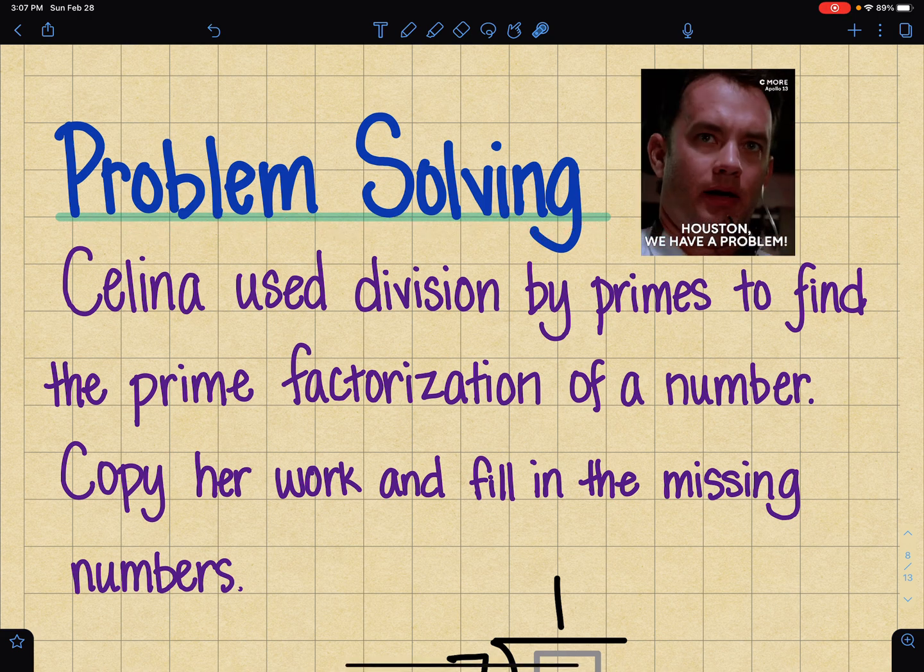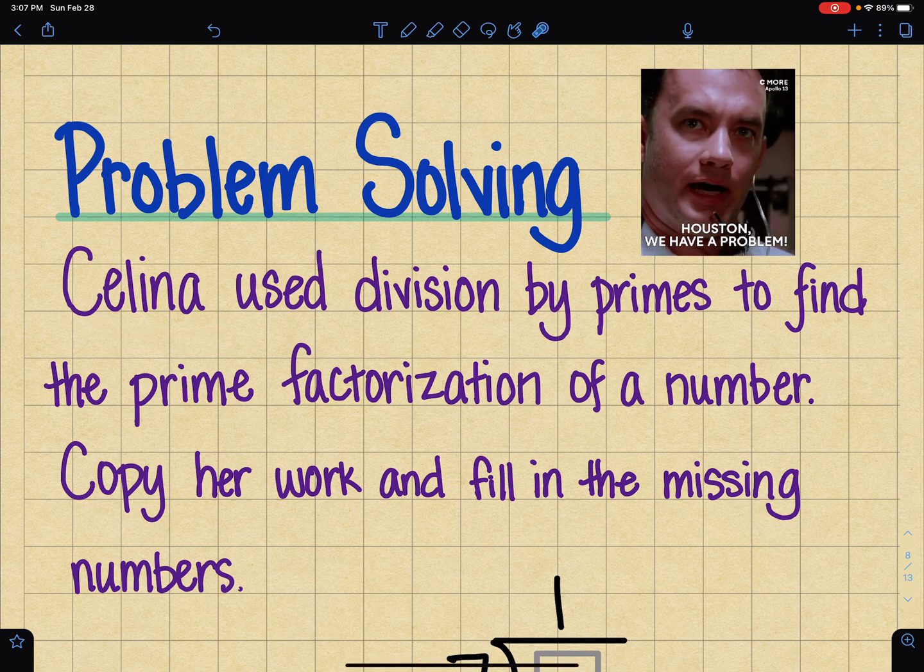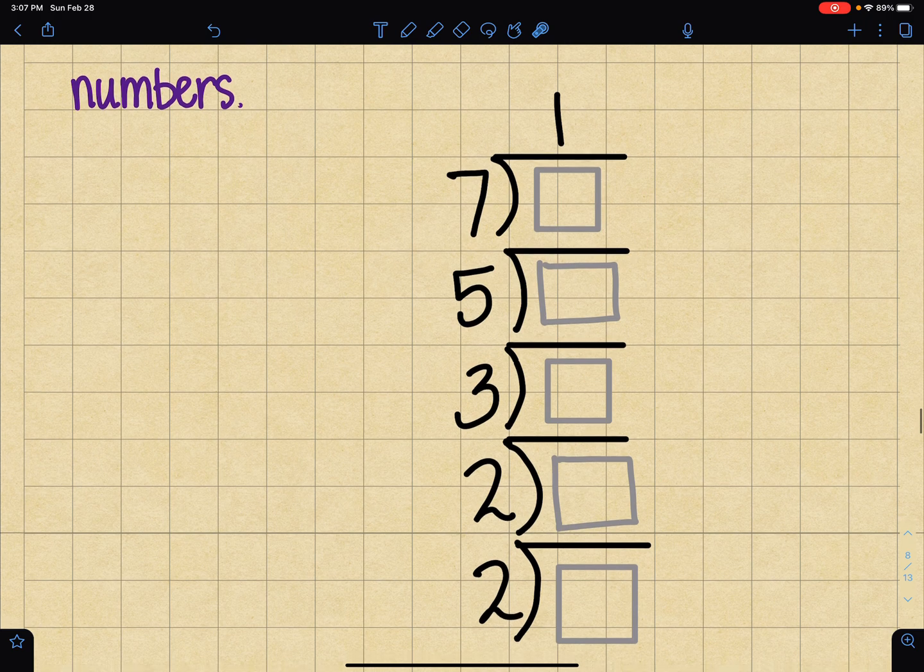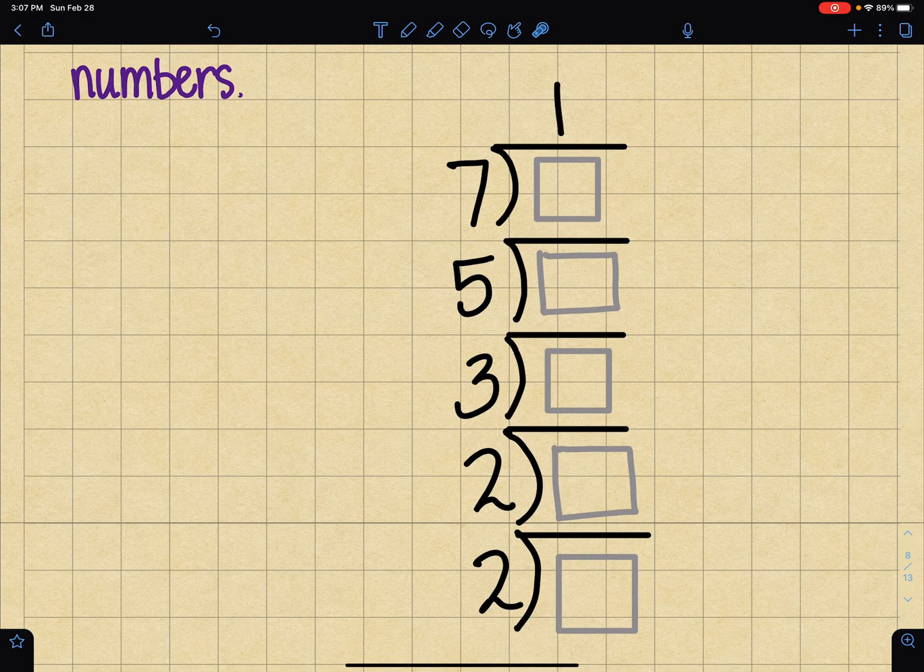All right, Selena. Selena used division by primes to find the prime factorization of a number. Copy her work and fill in the missing numbers. And this is what they give you. Woo! This is hard. Okay, so you're going to start with some big number here. And then when you divide by 2, you have half of that big number. And then you get a number here, and you're going to divide that by 3. And then you get a number here that you divide by 5.